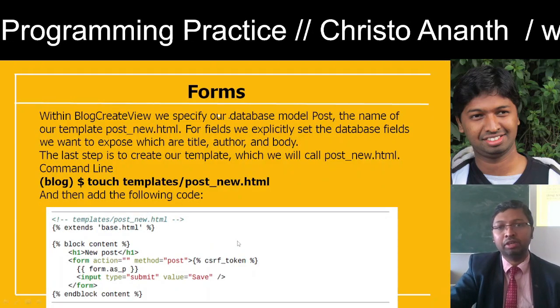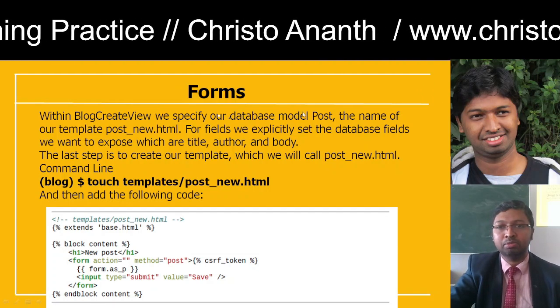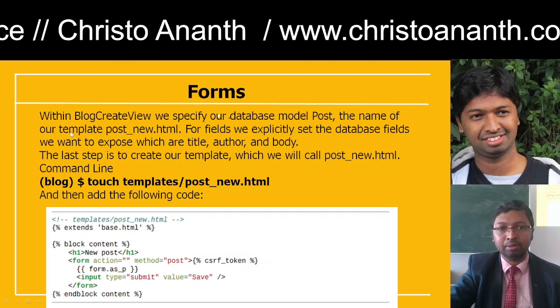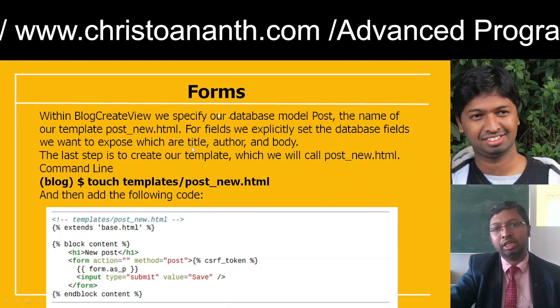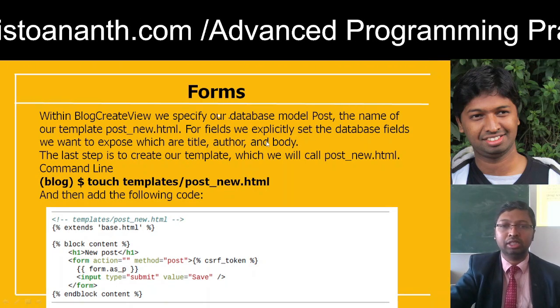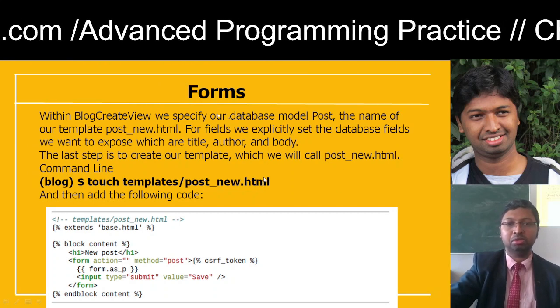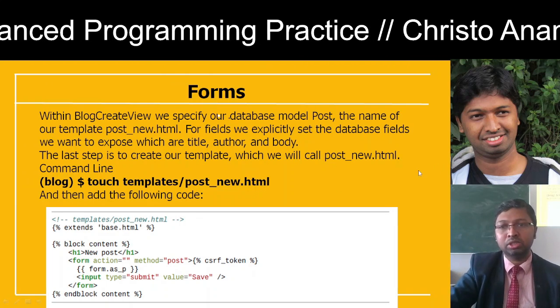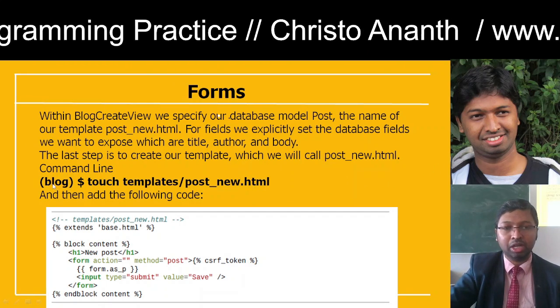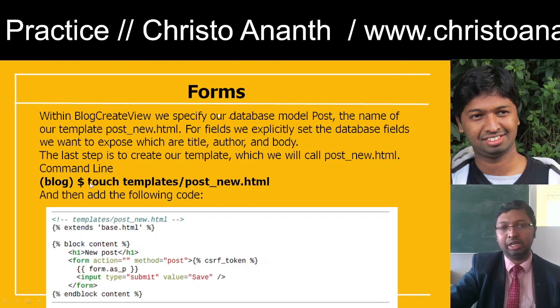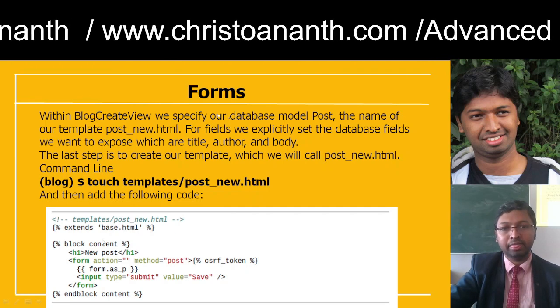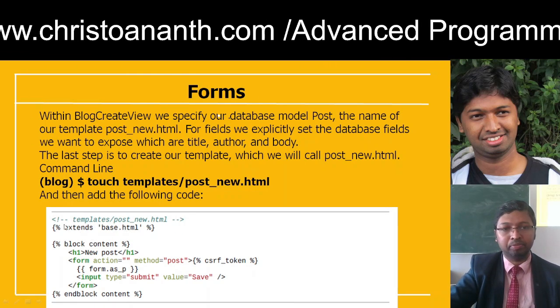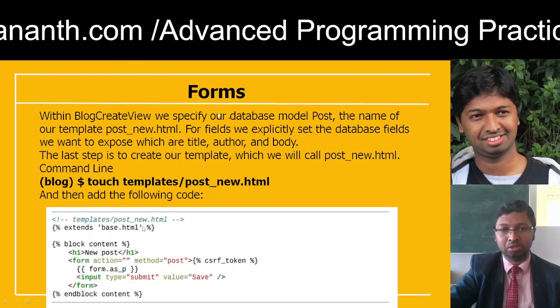So within the BlogCreateView, you specify the database model, which is nothing but Post, the name of the template post_new.html, and you explicitly define the fields like title, author, and then body. Next, you create a template post_new.html. So you'll access it like $ touch templates/post_new.html. Then you write the code. Okay, so templates/post_new.html.